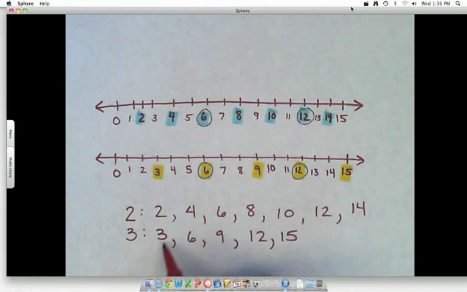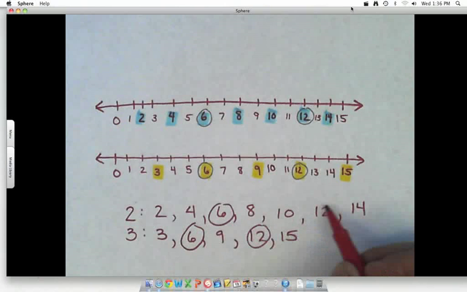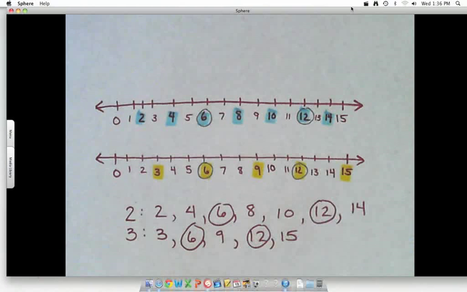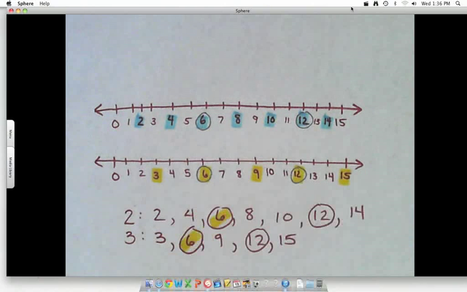And as I did up above, I'm going to circle my common multiples. The least common multiple then is again the lowest number other than 0, which is the multiple of both of these numbers. So my LCM for 2 and 3 is 6.